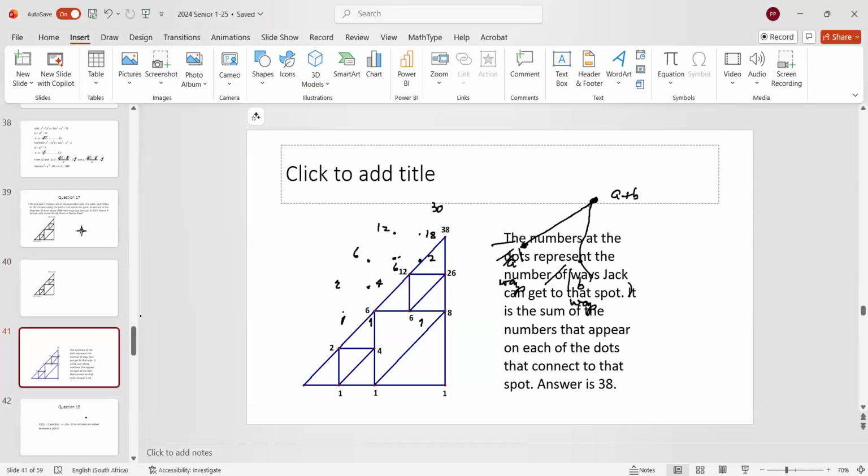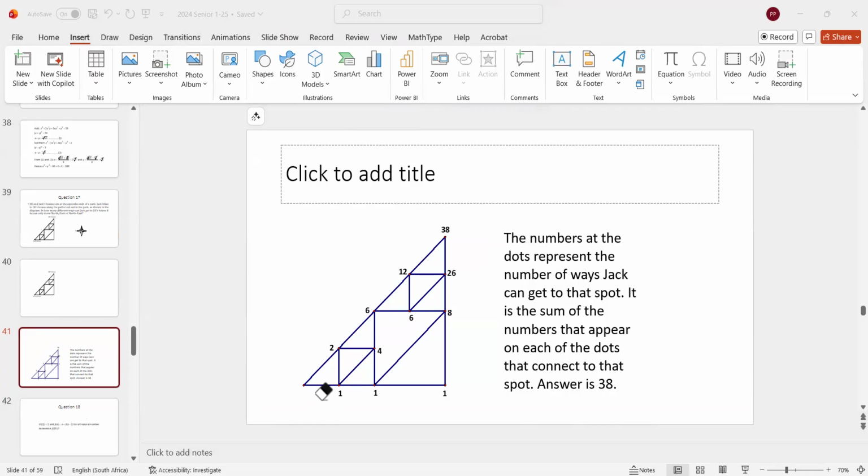Oh, it's 38. All right. So I missed a few. Let's just see what happened here. So, okay, I did have two. Let me just highlight these things.